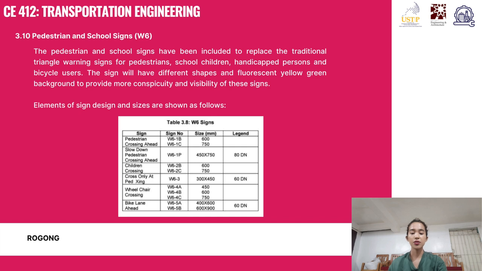This explains the purpose and importance of the figure. Pedestrian and school signs are essential components of traffic control used to protect vulnerable road users like pedestrians, children, disabled persons, and cyclists. They enhance visibility with a fluorescent yellow-green background.